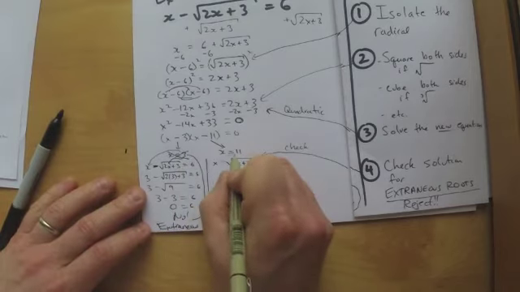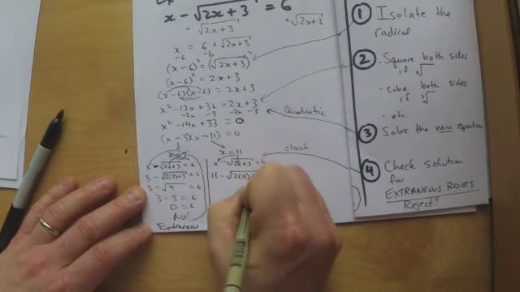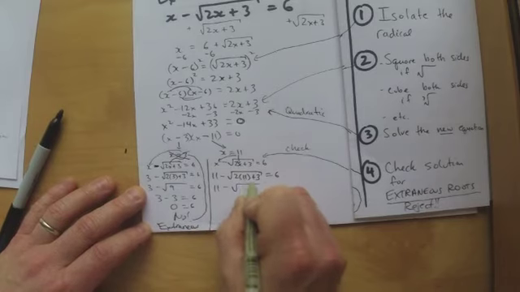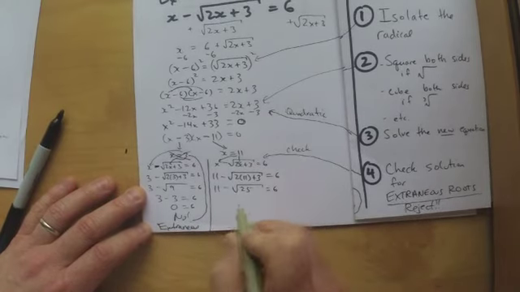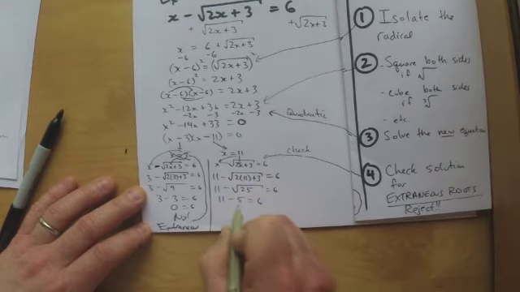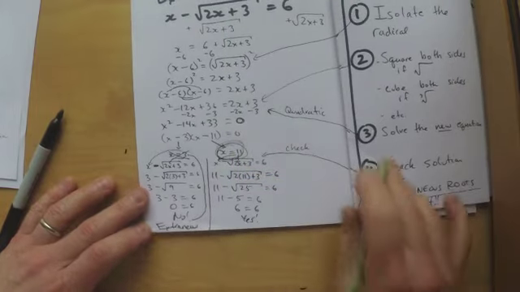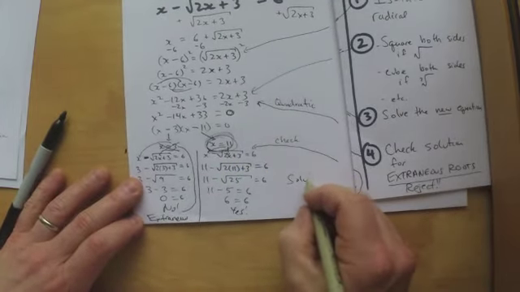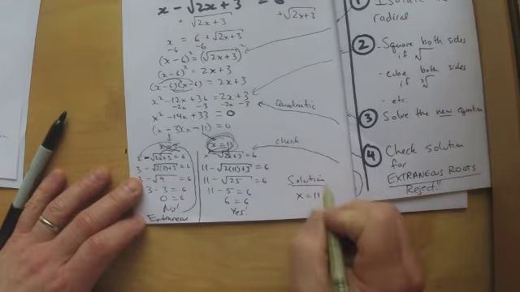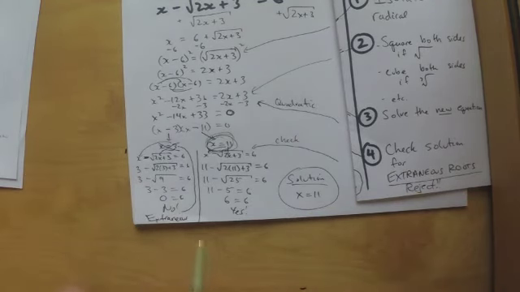And then I'm going to plug 11 into this one. So 11 minus the square root of 2 times 11 plus 3, all square rooted, equals 6. Does this work? 22 plus 3 is 25. Square root of 25 is 5. Is 11 minus 5 6? Yes, 6 is equal to 6. So 11 is an answer. So the only solution to this, even though 2 came out of the woodwork, the only answer that works is 11. Hopefully that makes sense.